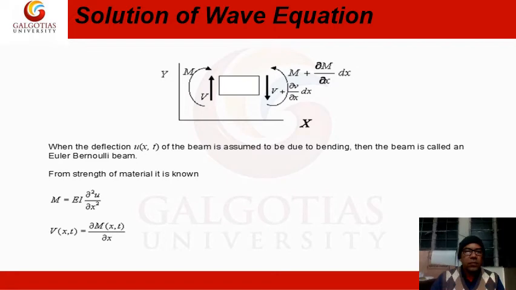Now we'll get the free body diagram of that beam. Here there will be some longitudinal load, and there will be some other restraining load in this case. There will be some moment in this way, producing the motion. When the deflection u(x,t) of the beam is assumed to be due to bending, then the beam is called an Euler beam. From strength of materials, it is known that M equals EI times the second derivative of u with respect to x, where V(x,t) is given by dM by dx.